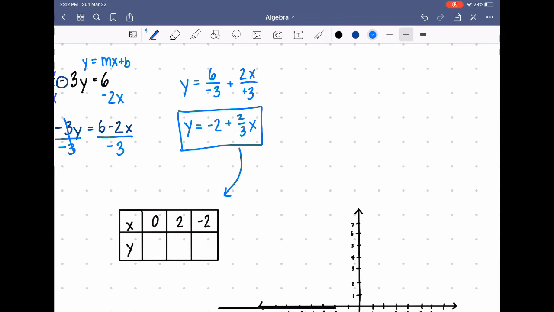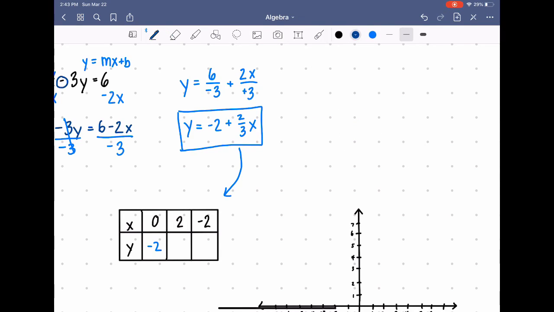Now we're going to use that equation and plug it into this table so that we can graph it. They gave us the x's. All we have to do is plug in these values for x. So first, if I plug in 0 for x, I have y equals negative 2 plus 2/3 times 0. That's a really easy one to solve because 2/3 times 0 is just 0. So I'm left with y equals negative 2. That would be my answer for the first one.